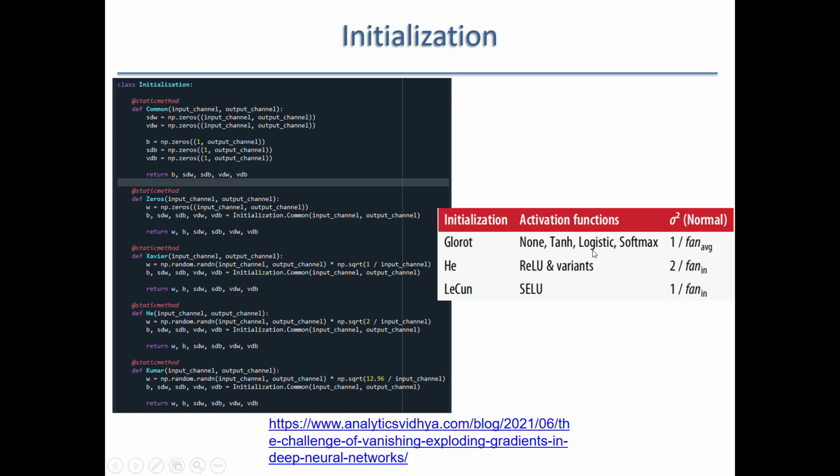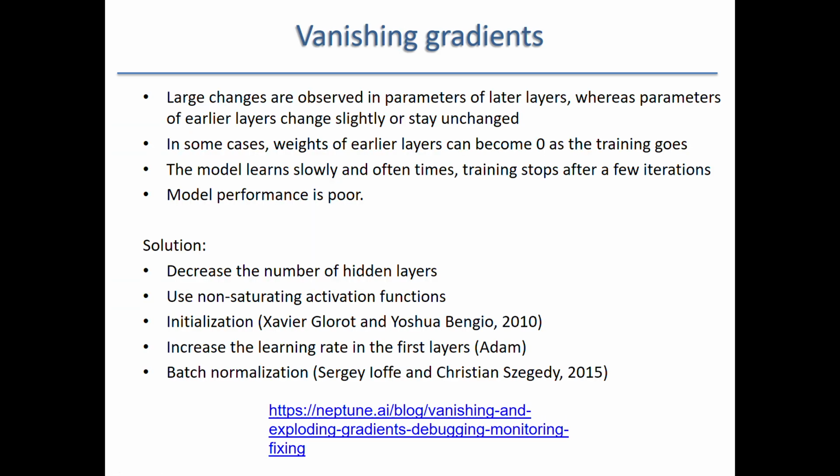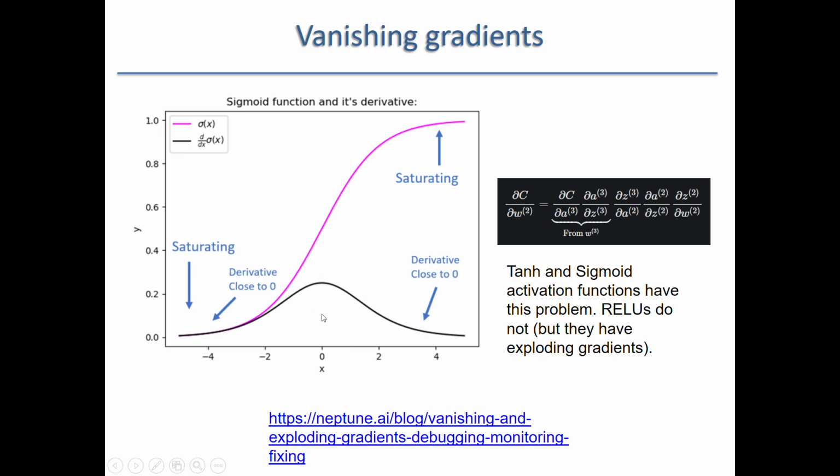And there have been a few suggestions for these powers. For instance, this one is 2 divided by the number of inputs, and here 1 divided by the number of inputs. Here it is an average between the number of inputs and the number of outputs. So in general it is a random initialization, but relatively close to zero and with positive and negative values, so that the first steps are more or less in this region.